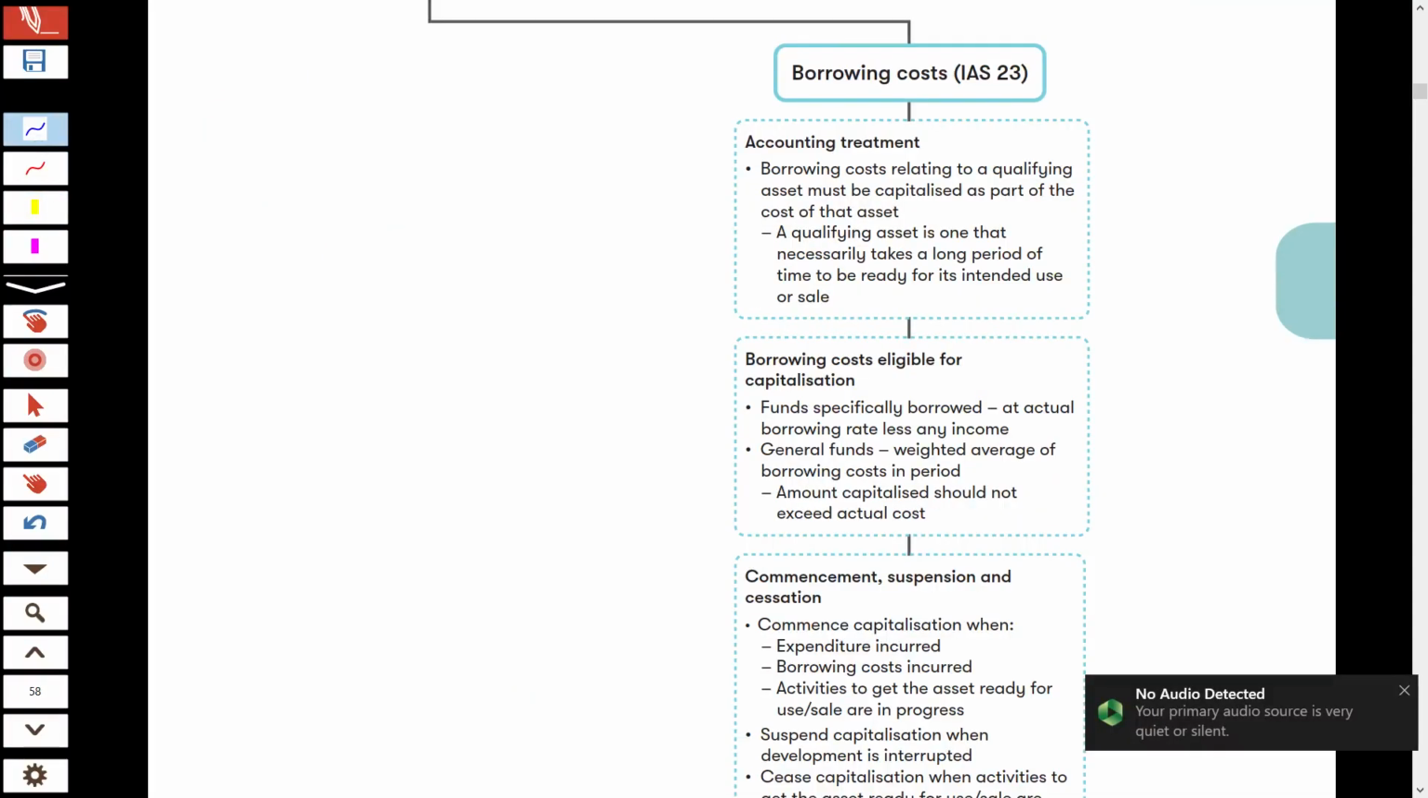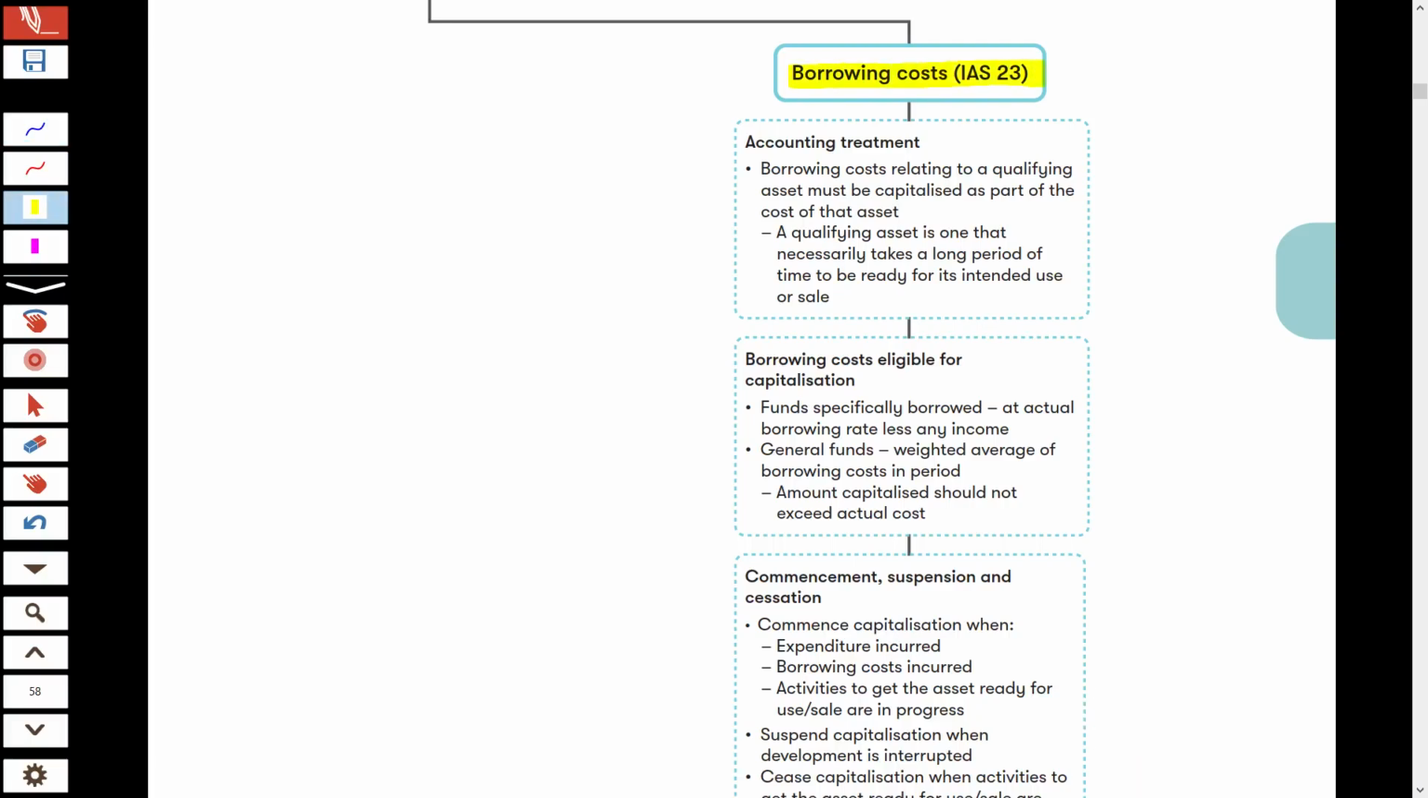The last bit of this chapter is on borrowing costs, so IAS 23. Borrowing costs is really talking about the costs in relation to borrowing. Borrowing being a loan and the cost of a loan being the finance cost or interest expense. So what we're talking about here is loan interest, or in the accounting world we talk about that as being a finance cost.